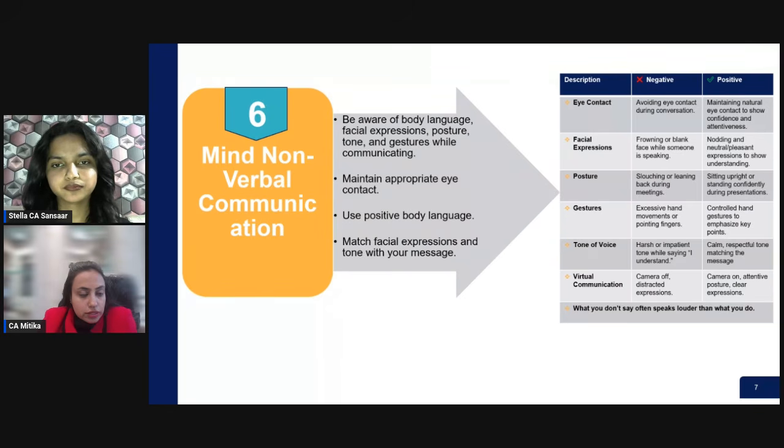Tonality of the voice, we have just confirmed on it as well. Now during virtual communications, always keep your cameras on, posture straight, and clear expressions. So what is the key takeaway for rule number 6? What you don't say often speaks louder than what you do. I will repeat, what you don't say often speaks louder than what you do.